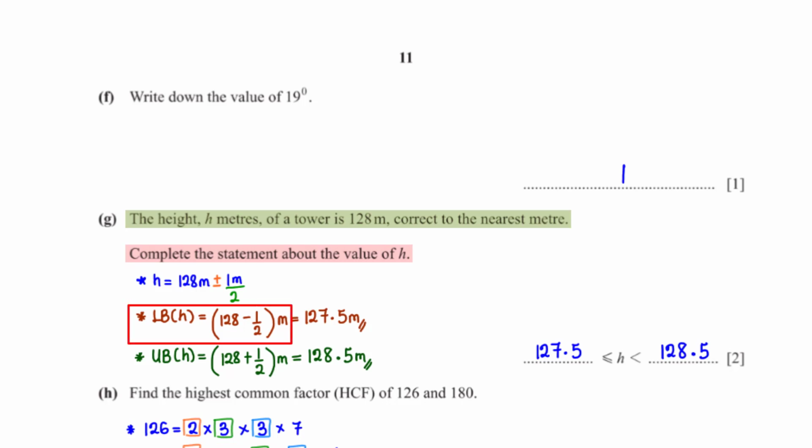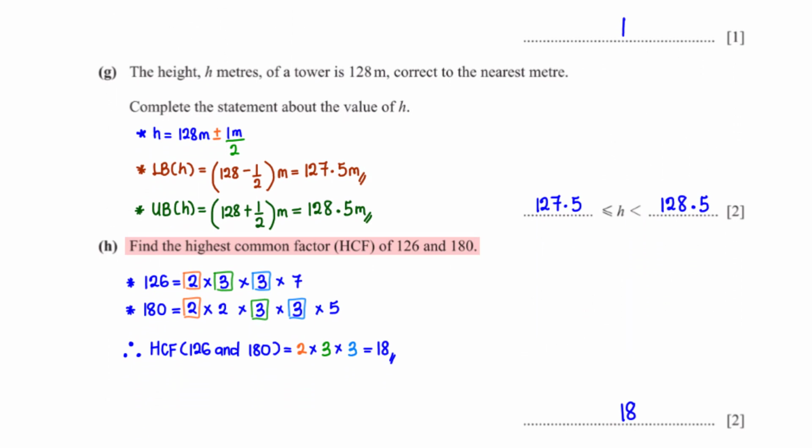The lower bound of h is 128 minus 1 over 2 meters, which is equal to 127.5 meters. And the upper bound of h is 128 plus 1 over 2 meters, which is equal to 128.5 meters. So we have h is greater than or equal to 127.5 and less than 128.5.